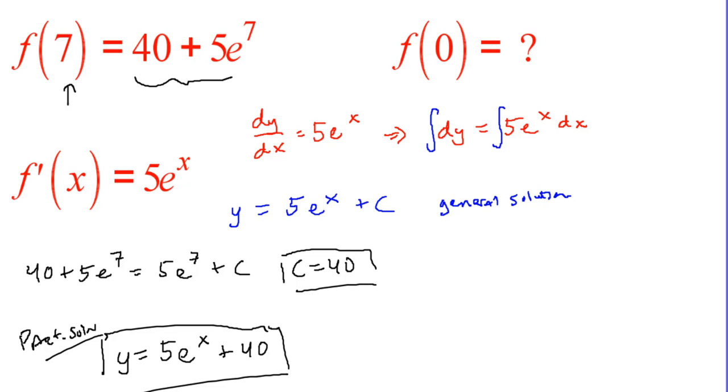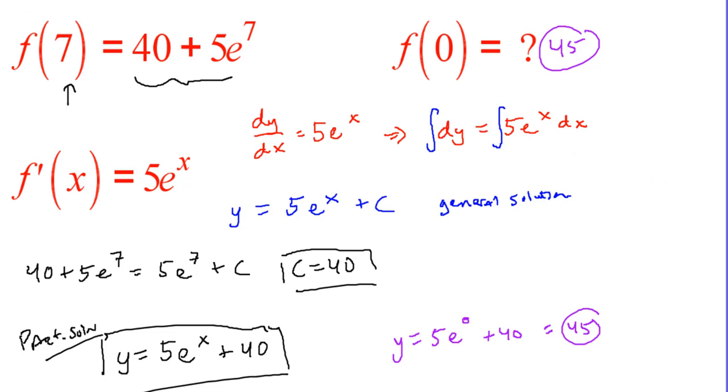Now, last but not least, they wanted to know what is f of 0. So y is equal to 5e to the 0 power plus 40. Anything to the 0 power is equal to 1, so 5 plus 40 is 45. And my answer is 45, isn't it?